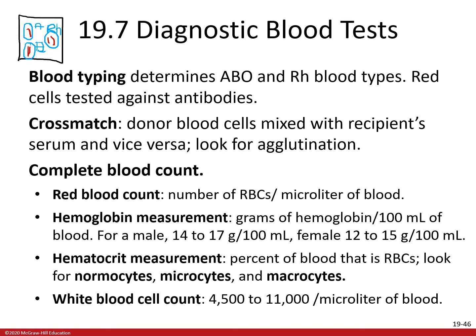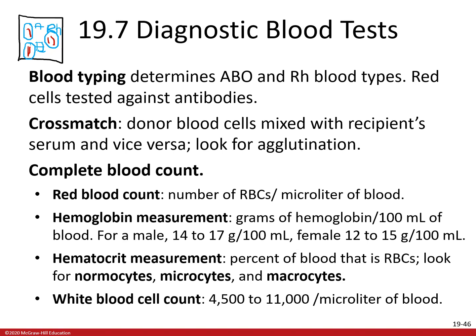Next is going to be a complete blood count. This is going to be looking for the number of red blood cells per microliter of blood. If you're looking at a red blood count, possibly you're looking at a hemoglobin measurement, which is going to be measuring the grams of hemoglobin per 100 milliliters of blood, and then males and females are going to differentiate in that. A hematocrit measurement is going to be the percent of blood that is specifically red blood cells, and it's going to look for normocytes, microcytes, and macrocytes.